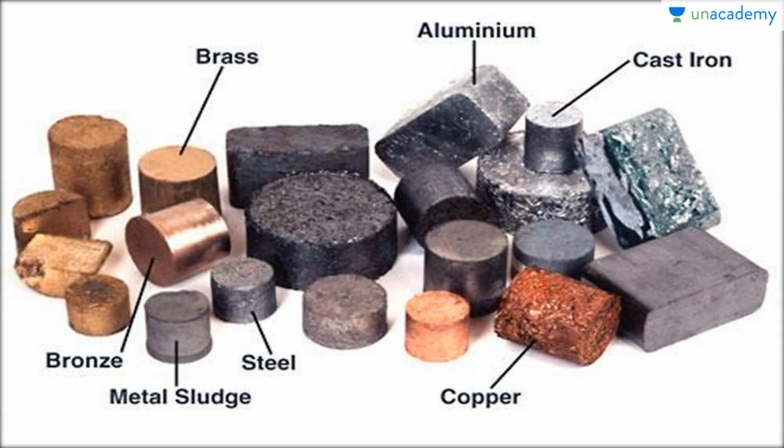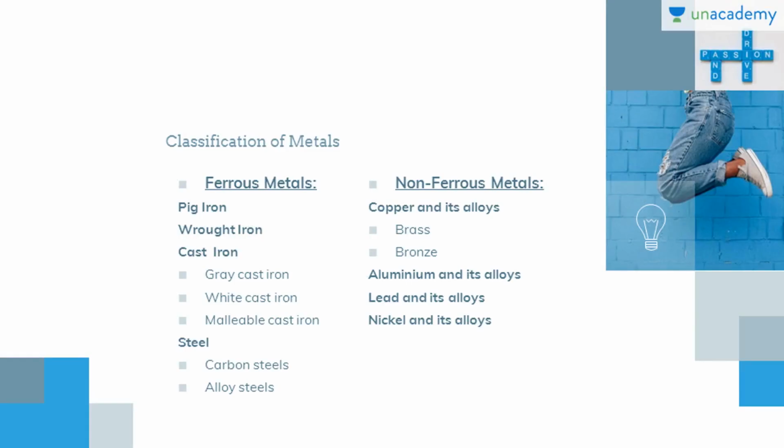So this is what the engineering materials or the engineering metals are made of. You can see the brass over here, the bronze, the steel, the cast iron which I was talking about, copper, and cast iron is the most predominantly used metal for engineering purposes. So let's move on to the classifications of these metals.